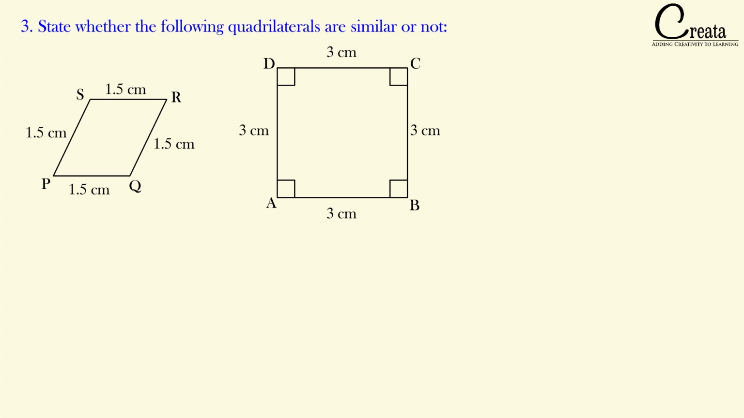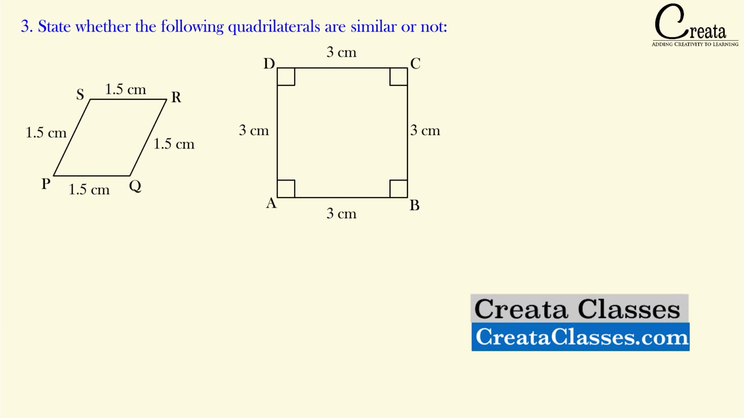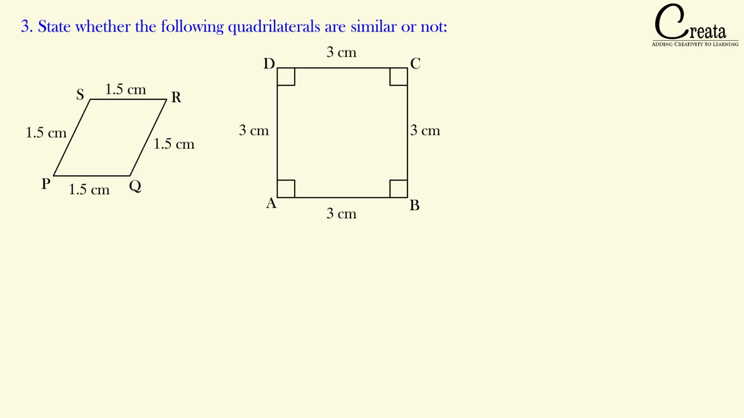Question number 3. State whether the following quadrilaterals are similar or not. Let's observe the question. In this question, two figures are given. The first looks like a rhombus: all the sides are equal, but all the angles are not 90 degrees. The second is a perfect square: all the angles are equal, that is 90, and all the sides are also equal. We have to check whether both figures are similar or not.